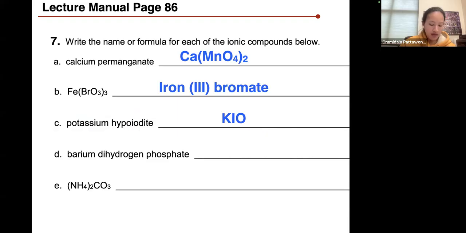One thing I forgot to mention is, note that because this comes as a whole group, you probably recognize that the name will not end with "ide." It is going to end with either "ate" or "ite." So that's why you need to look up the list of polyatomic ions. When you're looking at BrO3, this is the bromate.